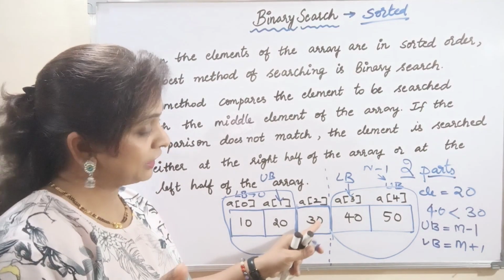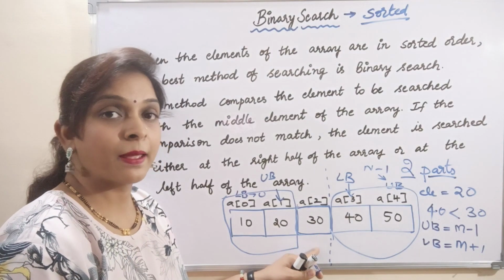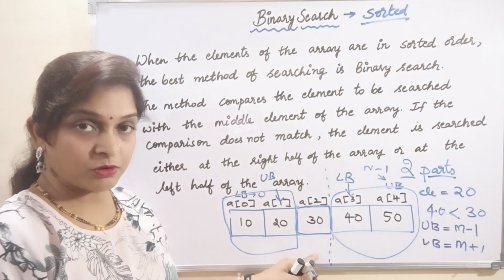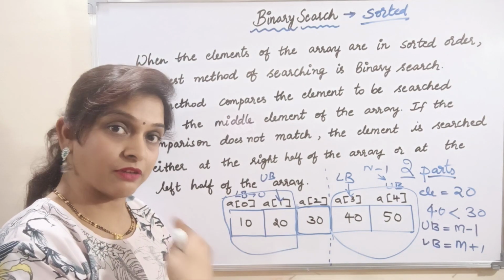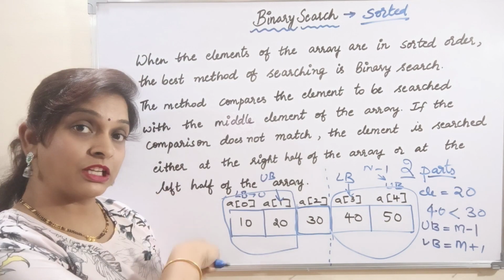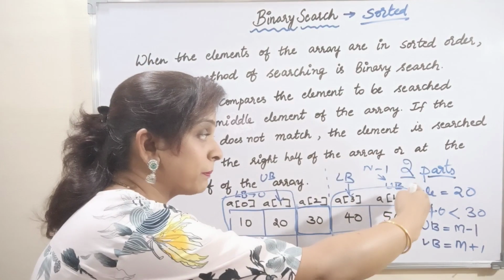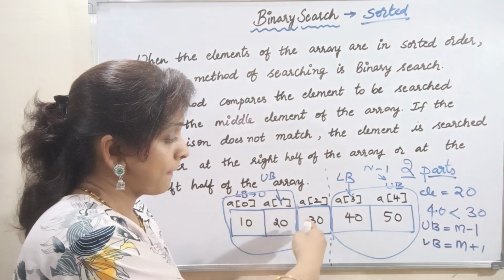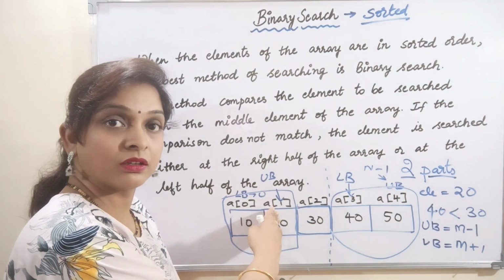If not, I need to check whether the element is less than the element in the mid position. If it is less, move towards the left, because lesser elements are towards the left. When I'm moving towards the left, the lower bound remains the same. The upper bound, I have to bring it here. So I just say upper bound equal to mid position minus 1.